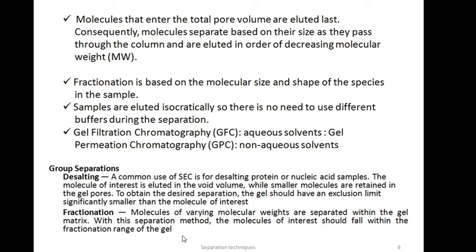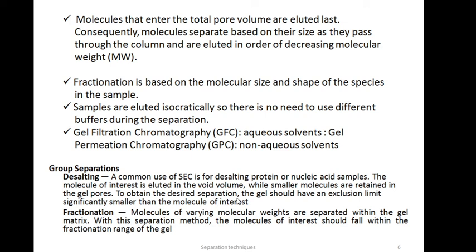We have seen in affinity chromatography that we are going to separate it and then there is a process called salting out, desalting. I had told you in that case that desalting is carried out by using size exclusion chromatography. So group separations, that is desalting, can be done here. This is a common use of size exclusion chromatography, used for desalting of protein and nucleic acid samples.